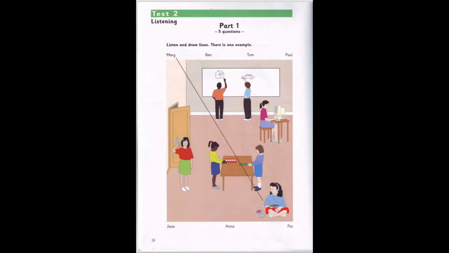2. Where's Jane? She's playing with a toy. Is she playing with a toy plane? No, she's playing with a bus. Oh, yes, I can see her.